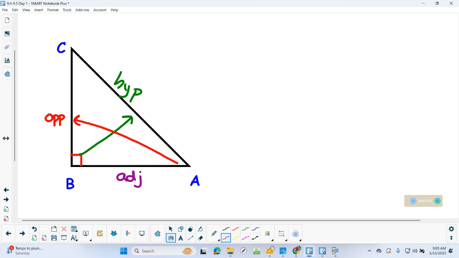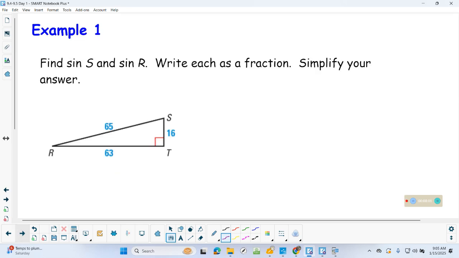So the next thing I should say we're going to do is practice labeling these sides. So flip the page. Now, you might need your calculator for this in case we have to reduce any fractions. Okay? So find the sine of S, the sine of R, write as a fraction, simplify your answer. Okay, so I'm going to do the S in purple. Now, sine. So I'm thinking about my SOH-CAH-TOA. So I know sine, of course, is your opposite over hypotenuse. All right, I got it. So from S.